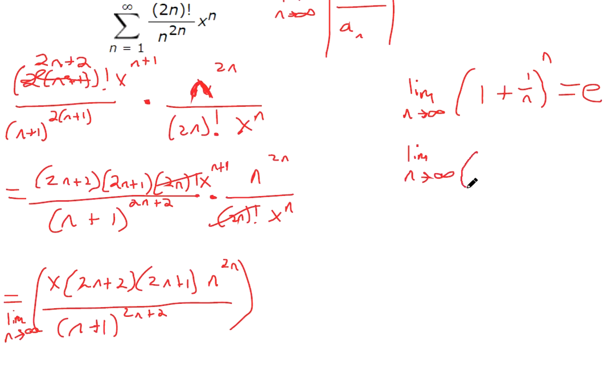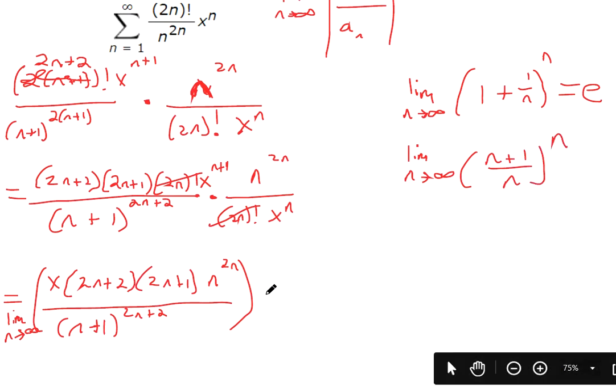But another way to look at this inside, this is n plus 1 over n to the nth power. And that's what we actually almost have over here. We're taking a limit as n goes to infinity.